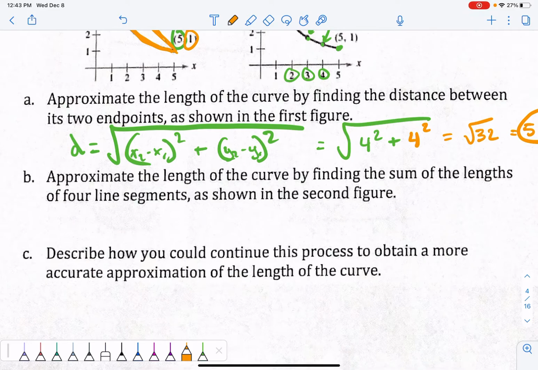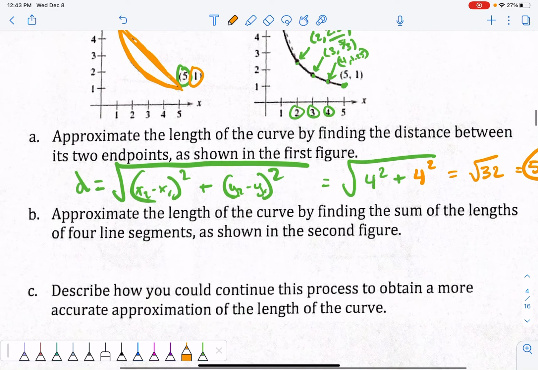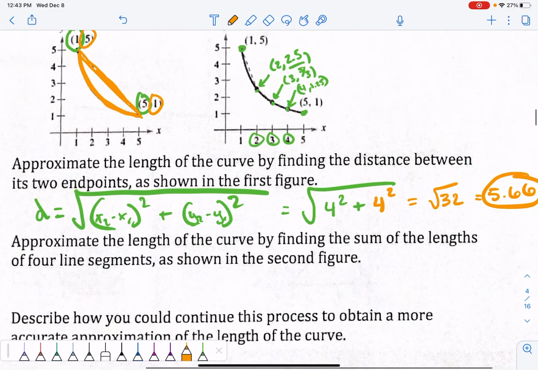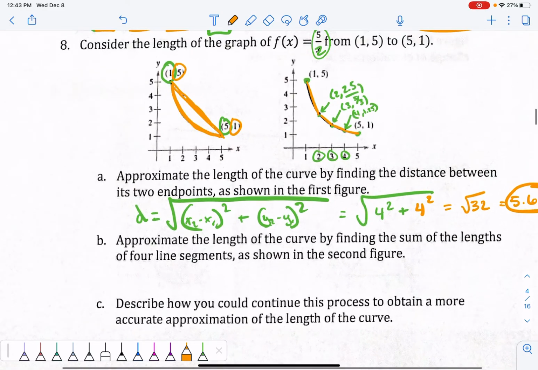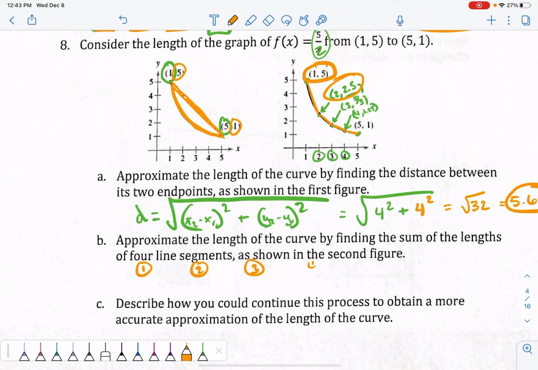B, I'm going to get you started on B, and then I'm going to let you go by yourself, okay? So B says approximate the length of the curve by finding the sum of the lengths, okay? So we're going to do the distance from here to here, figure out what that distance is, add that to this distance and this distance and this distance, okay? So if we do the first distance, we're going just from 1, 5 to 2, 2.5. So I'm going to do segment number 1. We can do segment number 2, segment number 3, segment number 4.